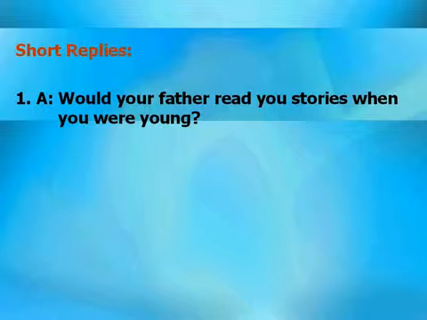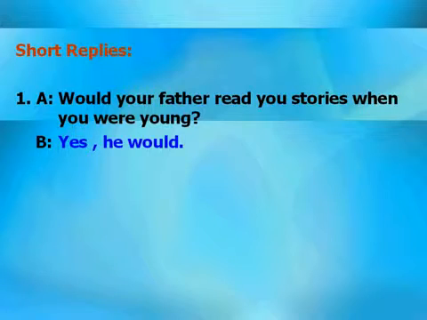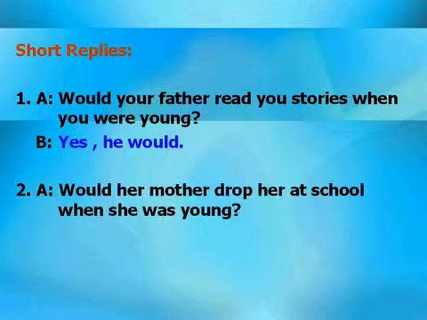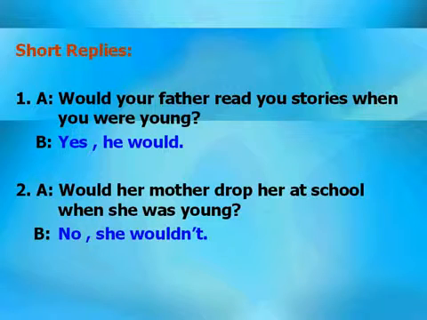Now we look at short replies. Number 1, A: Would your father read you stories when you were young? B: Yes, he would. You can see that we are using would in short replies because we are not using any other helping verb. We are using would itself. Number 2, A: Would her mother drop her at school when she was young? B: No, she wouldn't. So yes, he would. No, she wouldn't. They're short replies.